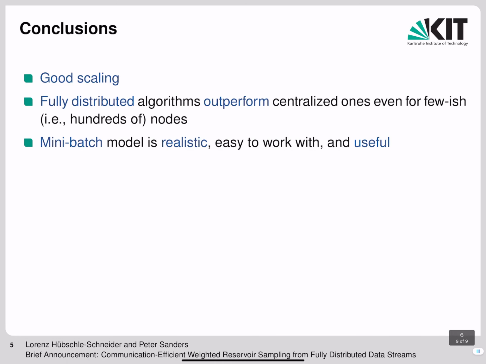In conclusion, we've seen good scaling for our fully decentralized algorithm and much worse scaling for the centralized competitor. Even on a few hundred nodes, the centralized algorithm just can't keep up. And we hope that others in the field of streaming algorithms will consider fully decentralized models too. We think that the distributed mini-batch model is ideal for this because it's realistic, easy to work with, and useful, in fact used, in practice.